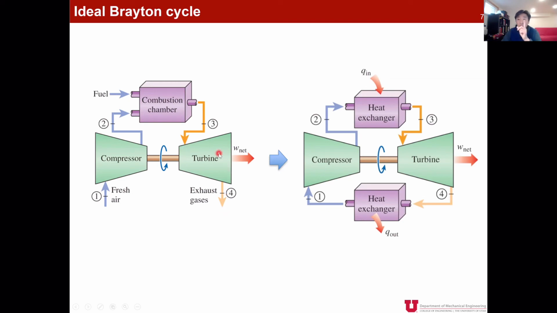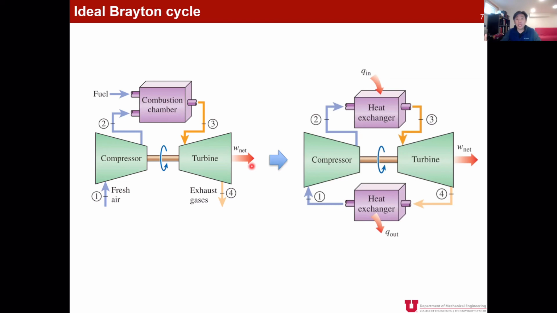And the important thing is that this turbine is connected with the compressor through one shaft. Okay? So part of the power that is generated by the turbine runs the compressor, and the remaining part goes to the generator or somewhere to make a net work or net power. So that is how an actual gas turbine works.